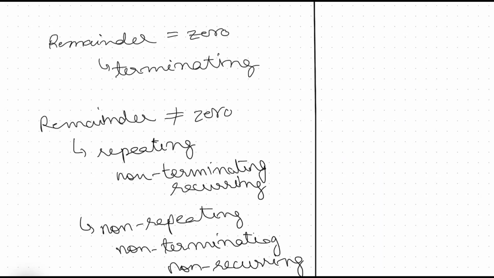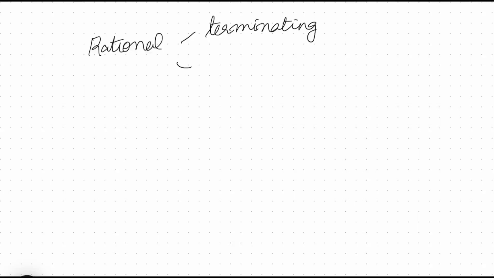In each of these cases, the p by q form or the number itself is a rational number. Here's a quick way to remember what we just learned. Now you have a rational number. The decimal expansion could either be terminating or non-terminating recurring.